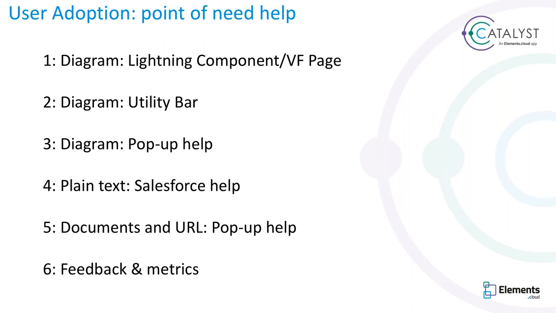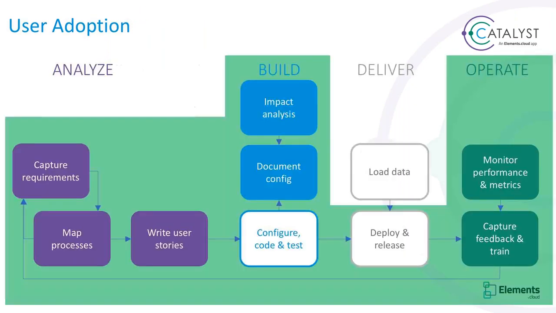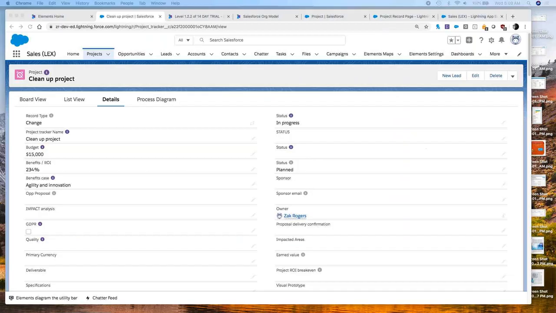So for some of you who've never seen this, none of that will make sense. So let's show you how this thing looks, and we'll make sense of that. So here I am in a Lightning page. It could equally well be a Classic page. So let's look at some of those things that I talked about. The first is looking at a process diagram inside a page.